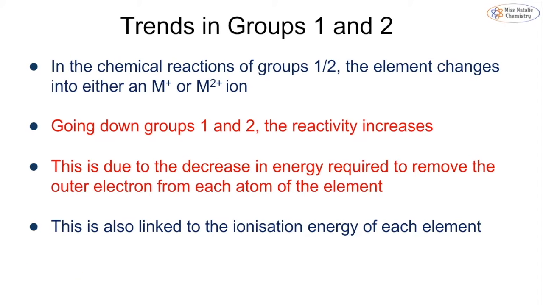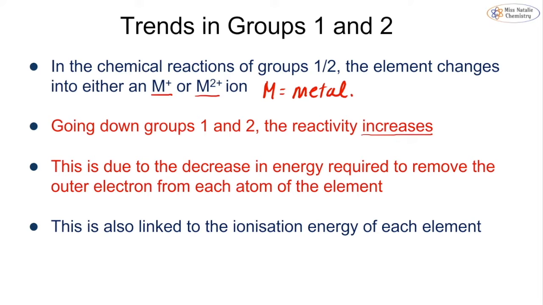So when we're looking at chemical reactions of group 1 and group 2, we can see that the element is going to change either into an M1+ or an M2+ ion, and M just stands for any metal in group 1 or group 2. And the trend that we see going down groups 1 and group 2 is that the reactivity increases. And this is linked to the ionisation energy.